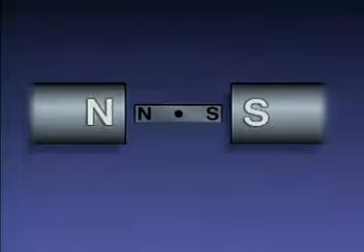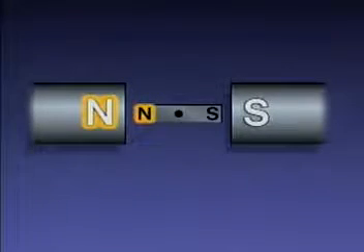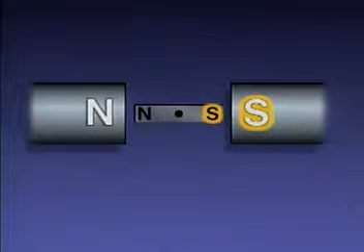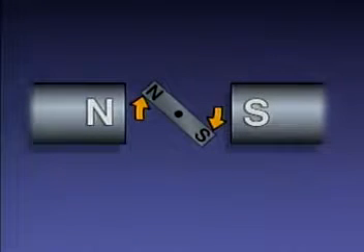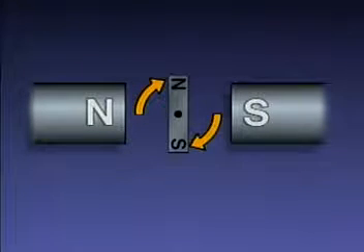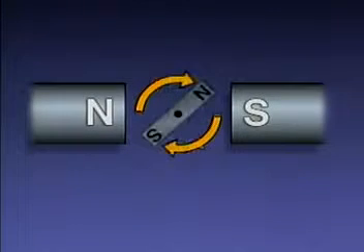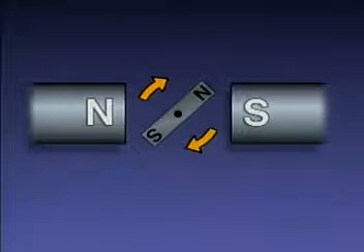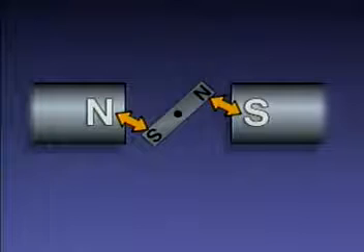Now we can see that there is a pair of each type of magnetic pole in this situation. There are two north poles, which are next to each other, and two south poles, which are also next to each other. Like poles repel each other, so the interaction of the magnetic fields causes the bar magnet to rotate, and that's an example of motor action. As the bar magnet rotates, the repelling forces decrease because the like poles are getting farther apart. However, unlike poles attract each other.